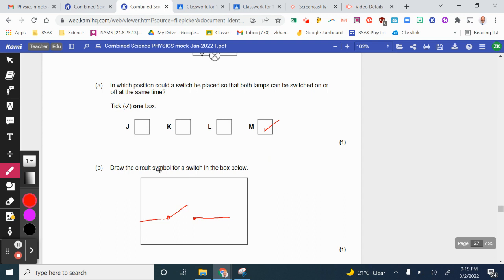So draw a circuit symbol for a switch, and there we go, we've got an open switch, and that's a circuit symbol for that.